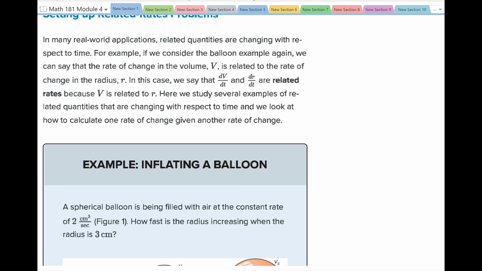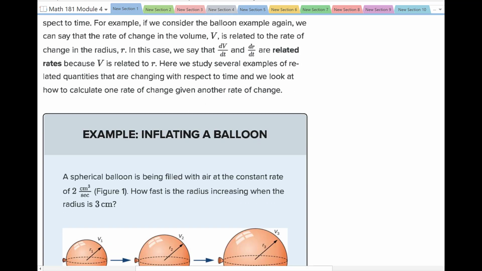Setting this up: in many real-world applications, related quantities are changing with respect to time. For example, if we consider a balloon example, again, we're going to see a balloon example, we can say the rate of change of the volume V is related to the rate of change of the radius r. In this case, we can say that dV/dt, the rate of change of volume with respect to time, and dr/dt, the rate of change of radius with respect to time, are related rates because volume is related to radius.